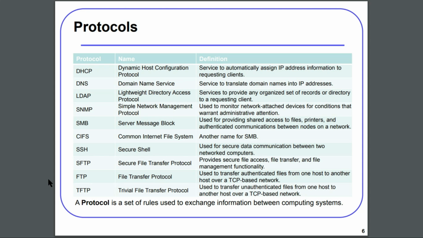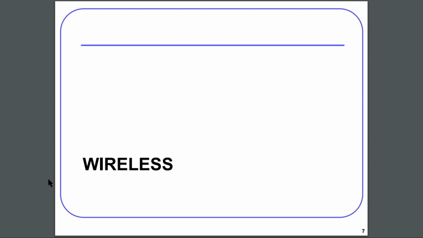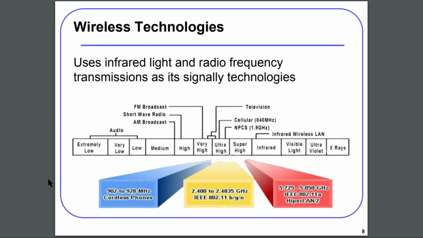Let's go to the next slide. Wireless. As you can see, these are the wireless technologies that use infrared light and radio frequency transmission as their signaling technologies. As you can see in the picture, 902 to 928 megahertz is used for cordless phones. 2.400 to 2.4835 gigahertz is used for IEEE 802.11b/g/n. 5.725 to 5.850 gigahertz is used for IEEE 802.11a and HiperLAN2.